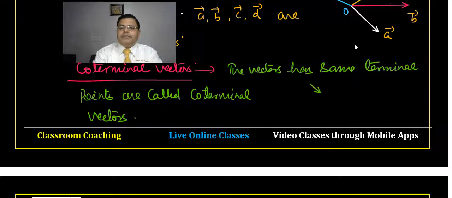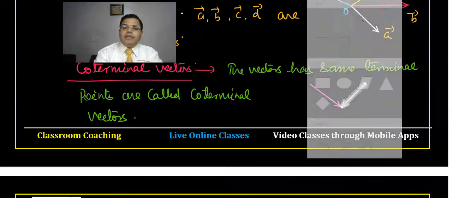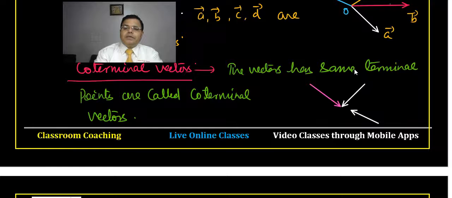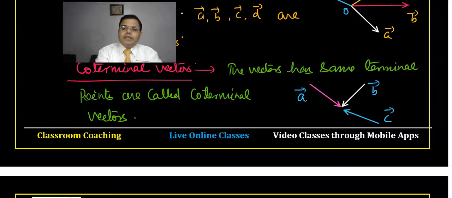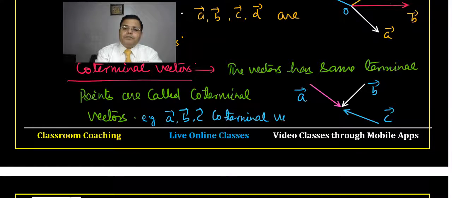Like this is vector A, say, and there is another vector, vector B, like this. So this is terminating at the same point, right? So they are called co-terminal vectors. And now there is another set of vectors, say like this. If this is vector A, this one is vector B, and this one is vector C, then here A, B, C are co-terminal vectors.